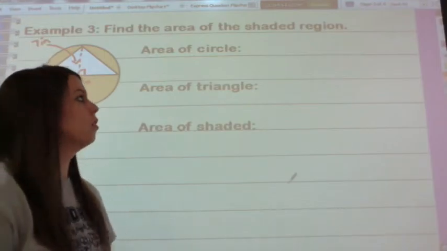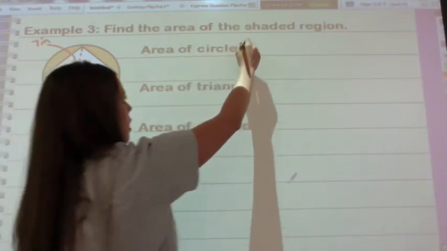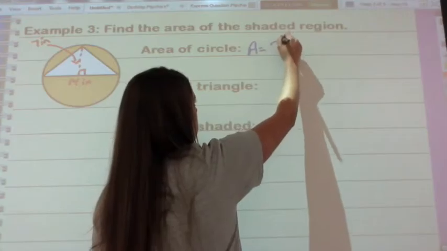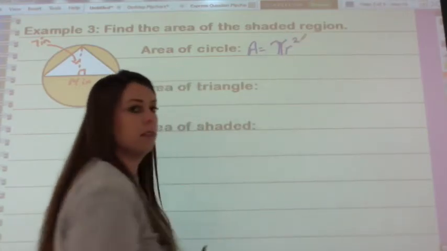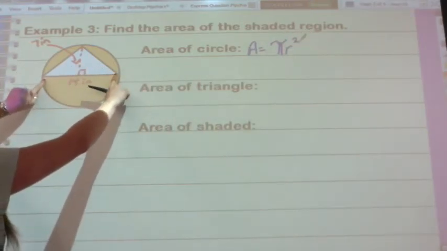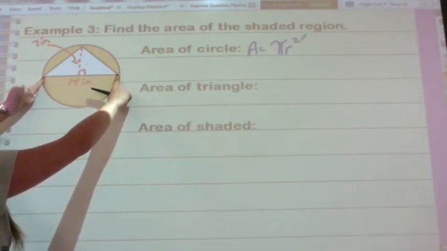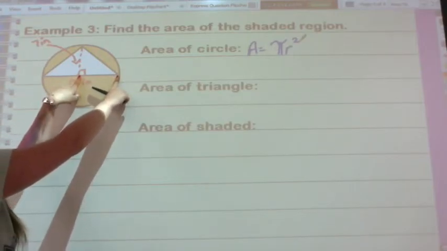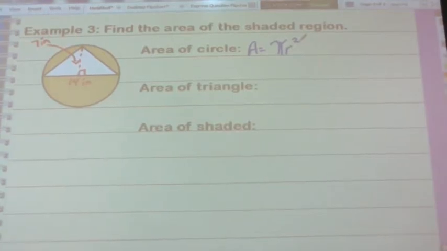So we know the formula for area of a circle is pi r squared. They give us the diameter is 14, so we know the radius is going to be half. The radius will be 7. So area of a circle becomes pi times 7 squared. We are going to round to the nearest tenth and get 153.9. Now that's not our answer, that's just the area of the circle.